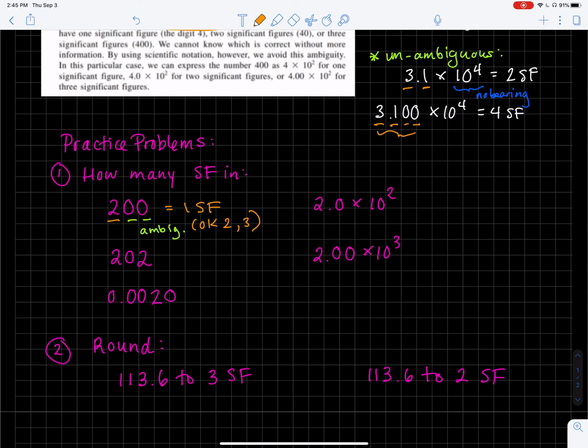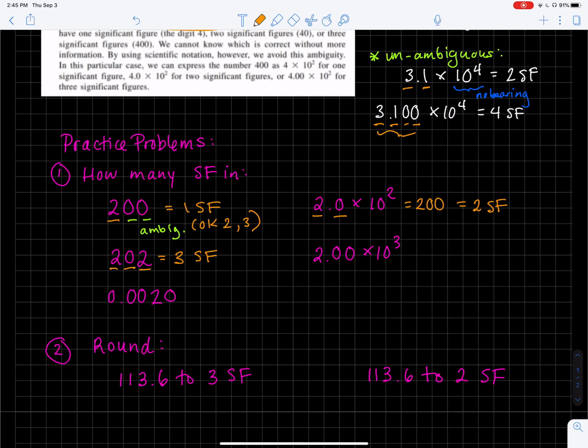2.0 times 10 to the 2. This equals 200, but I've given you more information. This is significant, and then this number to the right of the decimal point, because this is a number greater than 1, is also significant. So this is a way, if I wanted to express 200 with 2 sig figs, that's the way to do it. All right, back to this one, 202. Significant, significant, 0 between non-zero is also significant, so that's 3 sig figs.